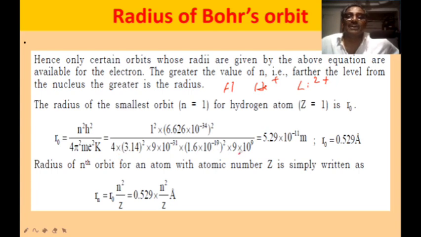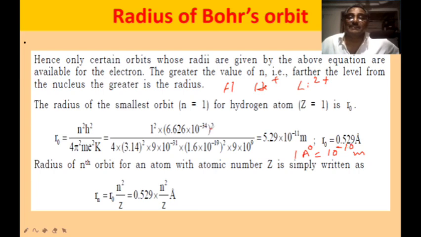If these values are substituted, we get 5.23 into 10 to the power of minus 11 meters, or 0.529 angstrom units. Here, what is the relation between angstrom unit and meters? 1 angstrom unit is equal to 10 to the power of minus 10 meters. So, if it is converted into angstrom units, it will be 0.529 angstrom units, or approximately 0.53 angstrom units.